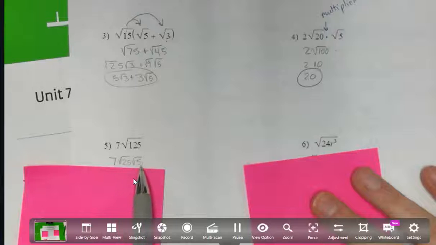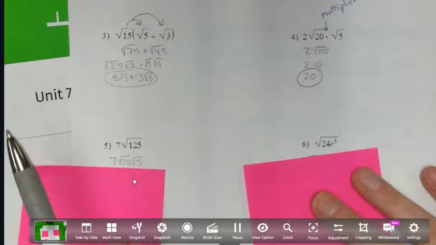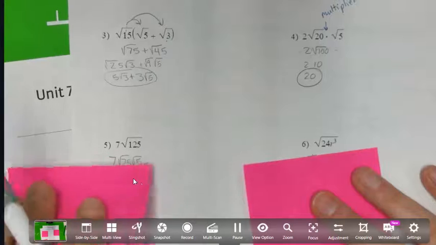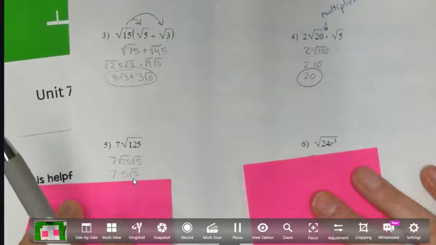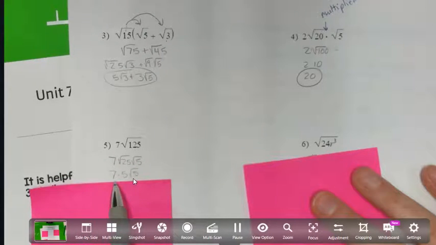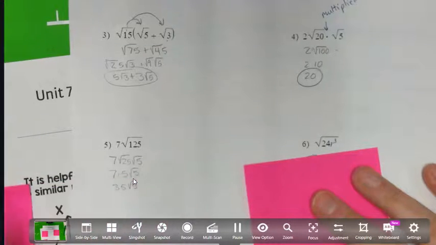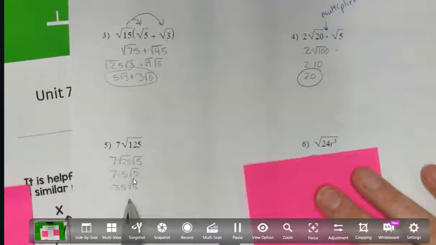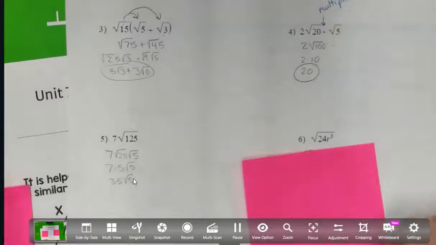And then this 5 can't change, but 25 is a perfect square, so it simplifies to 5. So now 7 has not changed at all. But now we can multiply the 7 and the 5 because they match. They're both outside the square root. This 5 cannot be touched still. So we end up with 35 square root 5 as our final answer.